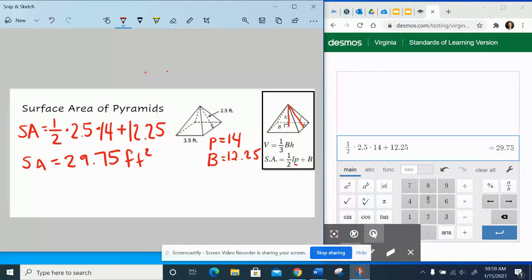So just to recap quickly, all you need to do is plug in your information. We keep 1/2 the same. L stands for your slant height. P stands for perimeter of your base, plus your big B, which is the area of the base. And your perimeter and area of your base, you want to do that off to the side and then plug it into your formula. So that's how you find the surface area of pyramids.